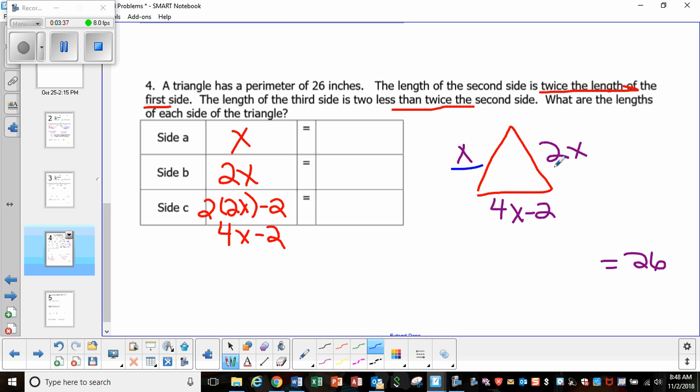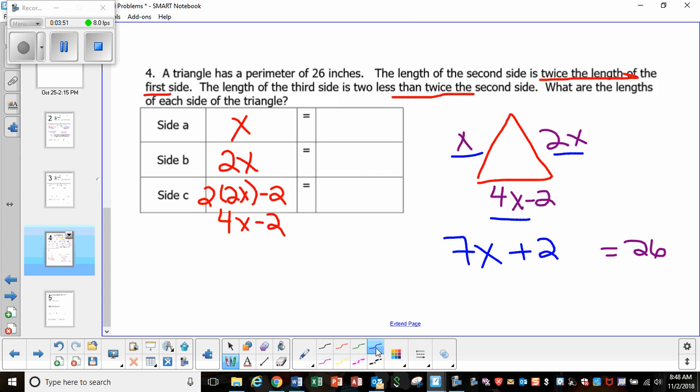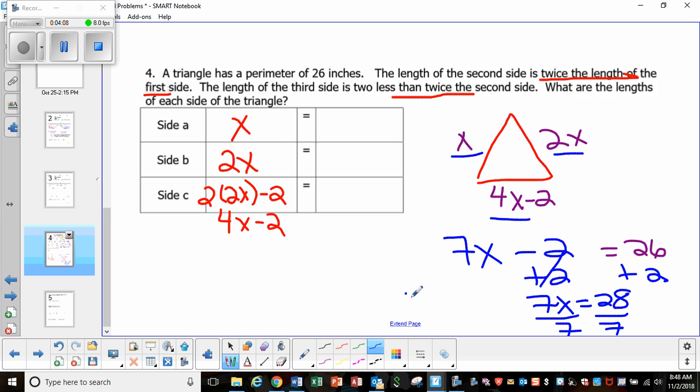If I combine like terms, everybody, x plus 2x plus 4x, what does that give me? And I only have one constant, so it would be 7x minus 2. Okay, and so now I'm going to solve for x. So I'm going to add 2, and that gives me 7x equals 28. And then I'm going to divide by 7, and that gives me x equals 4.